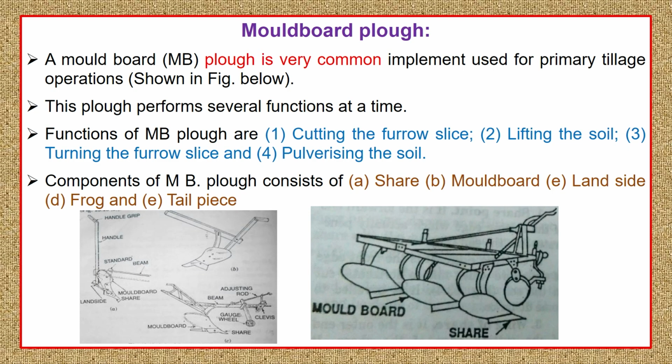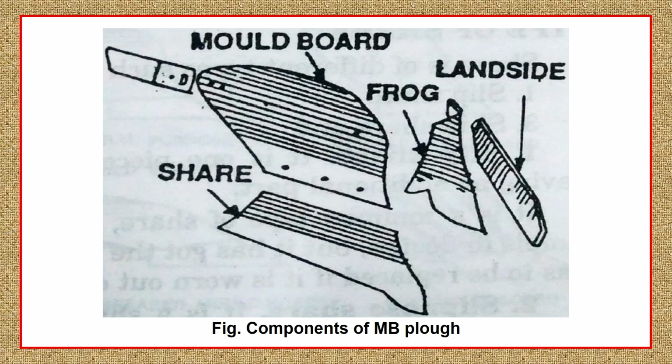Frog is the main part of the plough into which the other parts of the plough are attached with a suitable nut and bolt mechanism. And tile piece comes as a need-based option. It is not always present in all types of MB plough. If you want to have more inversion, then only the tile piece will be attached to the rear part of the mold board, and that's how they combine together to form the mold board.